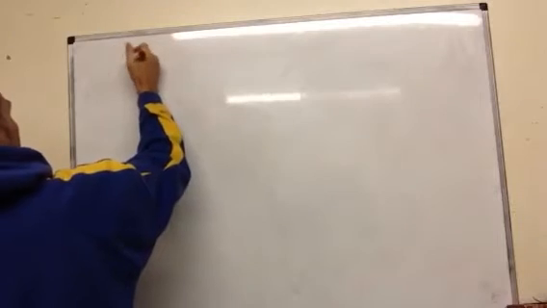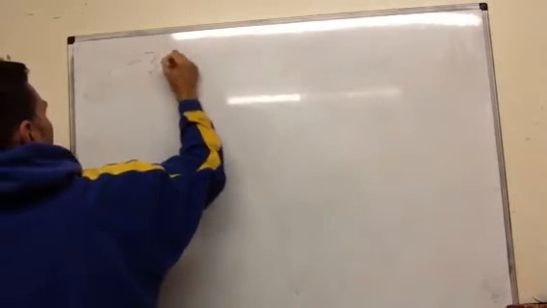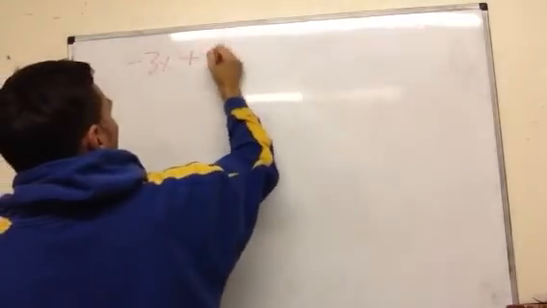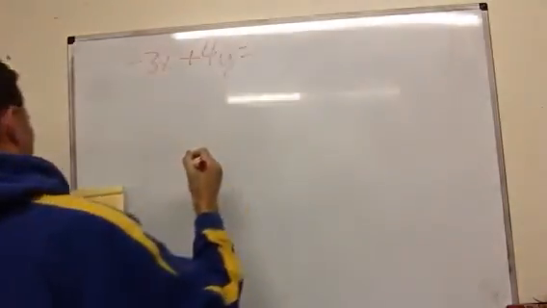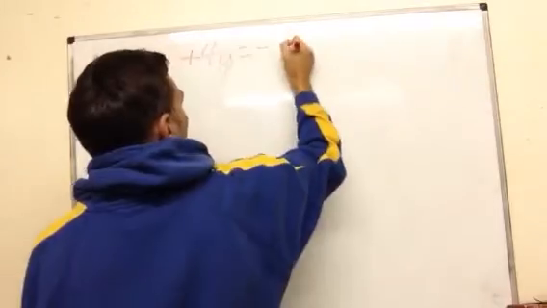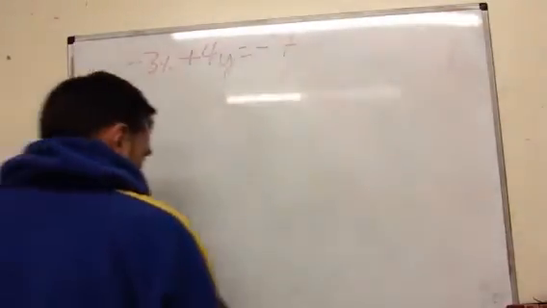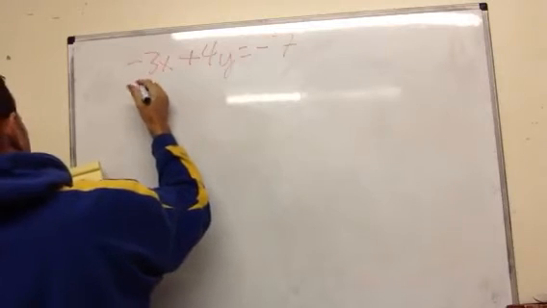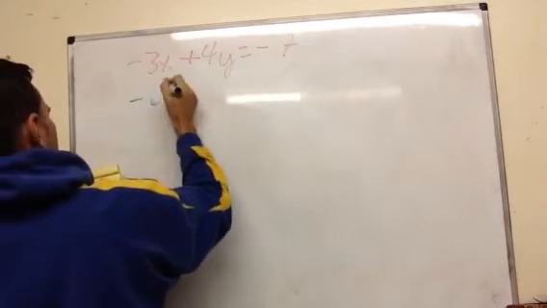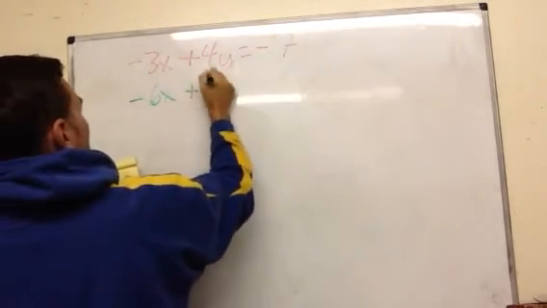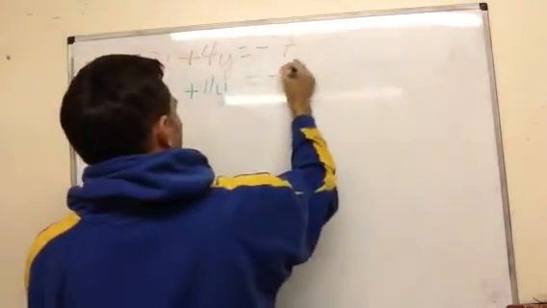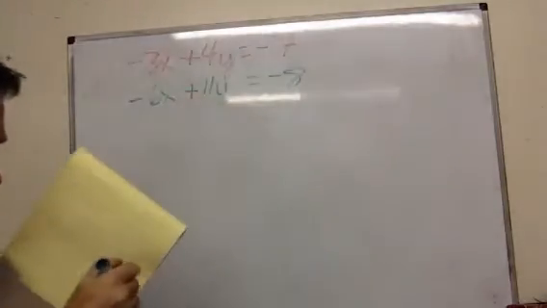So my red equation is negative 3x plus 4y equals negative 7. My green equation, negative 6x plus 11y equals negative 8.